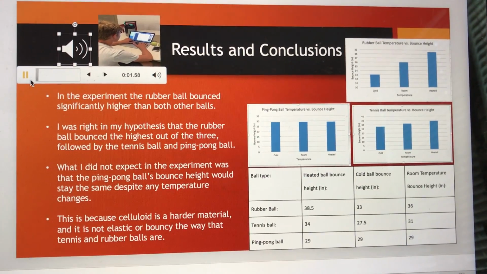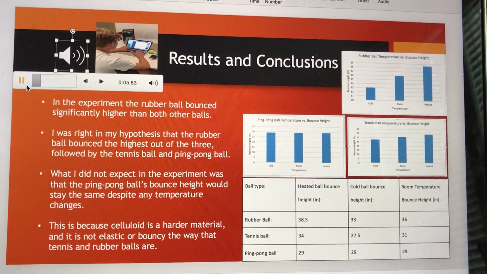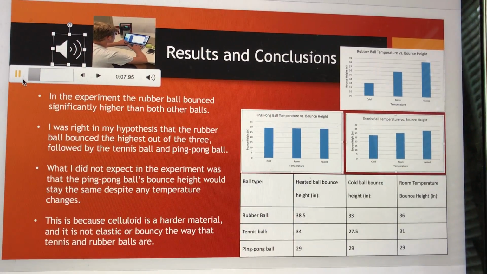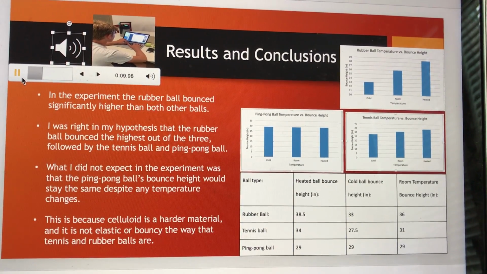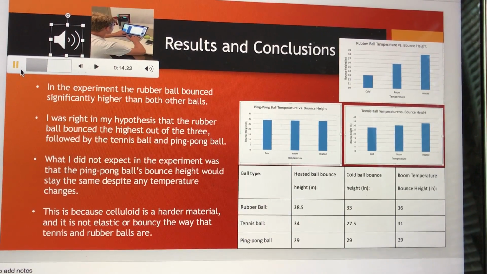The results were pretty interesting for the experiment, where the rubber ball bounced significantly higher than the other types of balls. I was right in my hypothesis that the rubber ball bounced the highest out of the 3, followed by the tennis and ping pong balls.